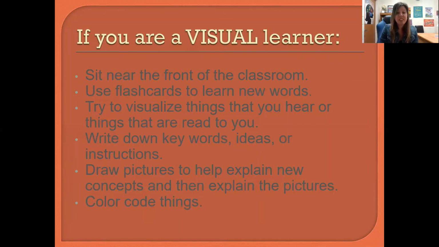In addition, try color coding things. You might already use this as an organization strategy. Sometimes we have like a red folder for science, but that can also be something you can do in your note taking using different colored pens or different colored highlighters. Those are all some good strategies for a visual learner.